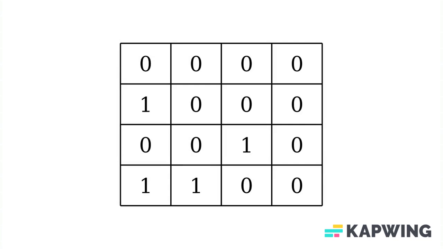Hi, we will be understanding 2D dynamic programming today with the help of a problem, finding the shortest path. In the problem, we have been given a grid, and our task is to reach from the top left corner to the bottom right corner.